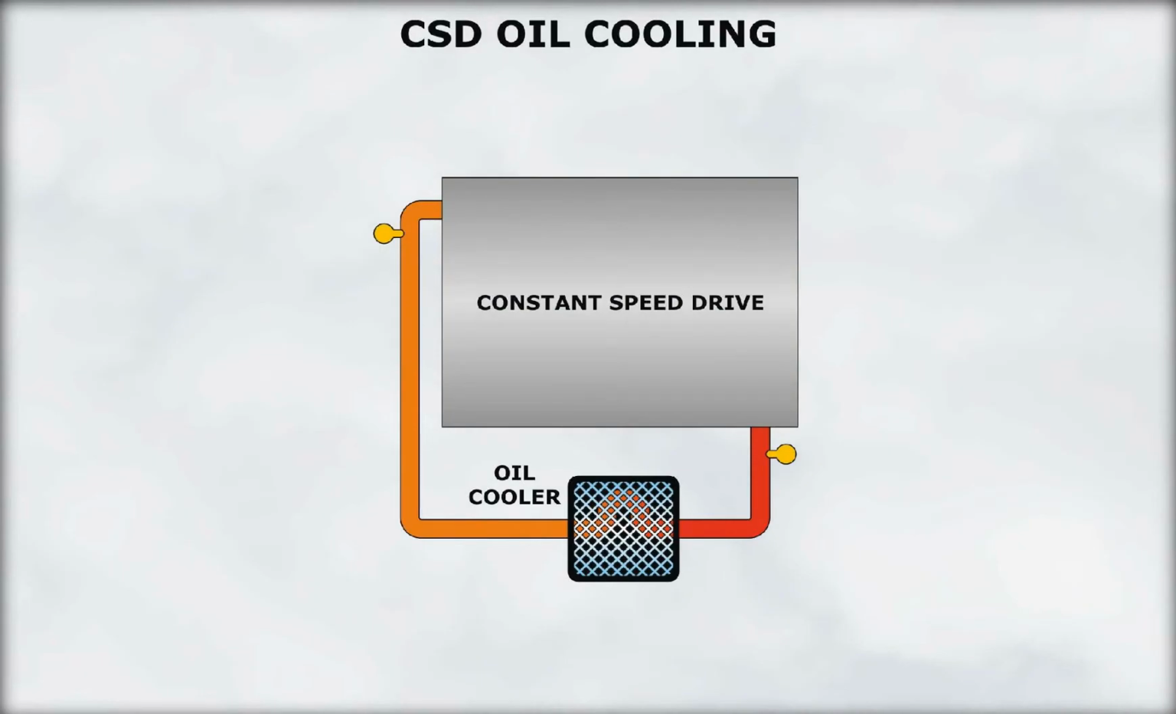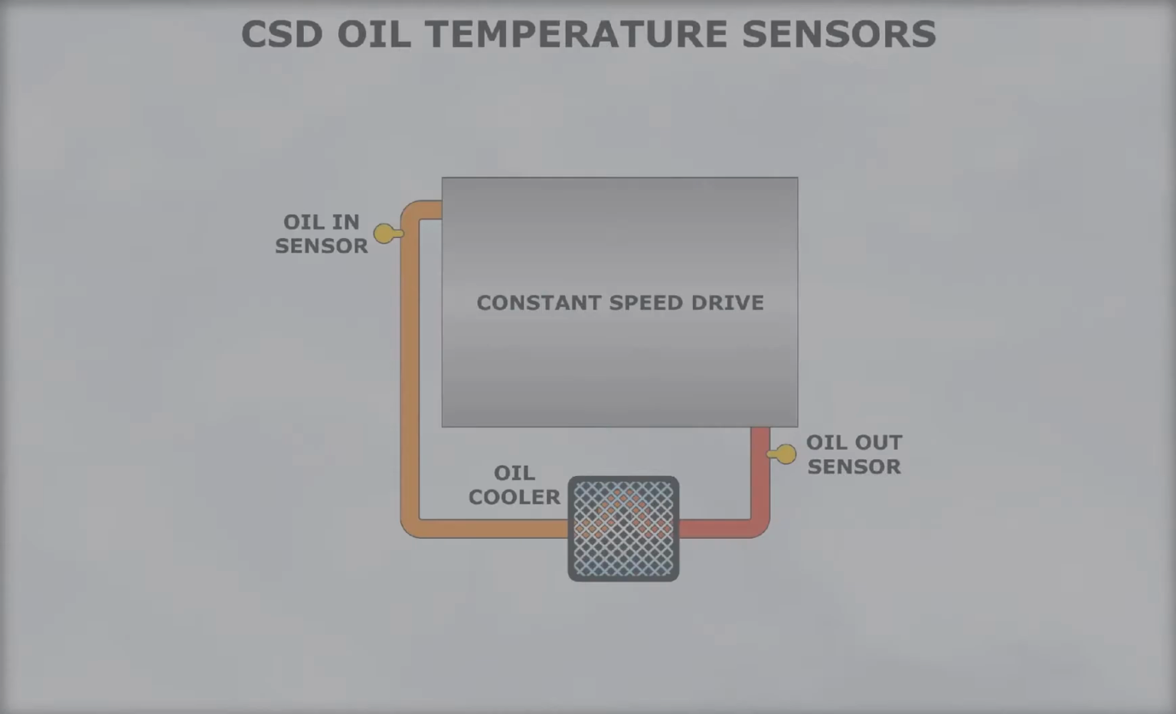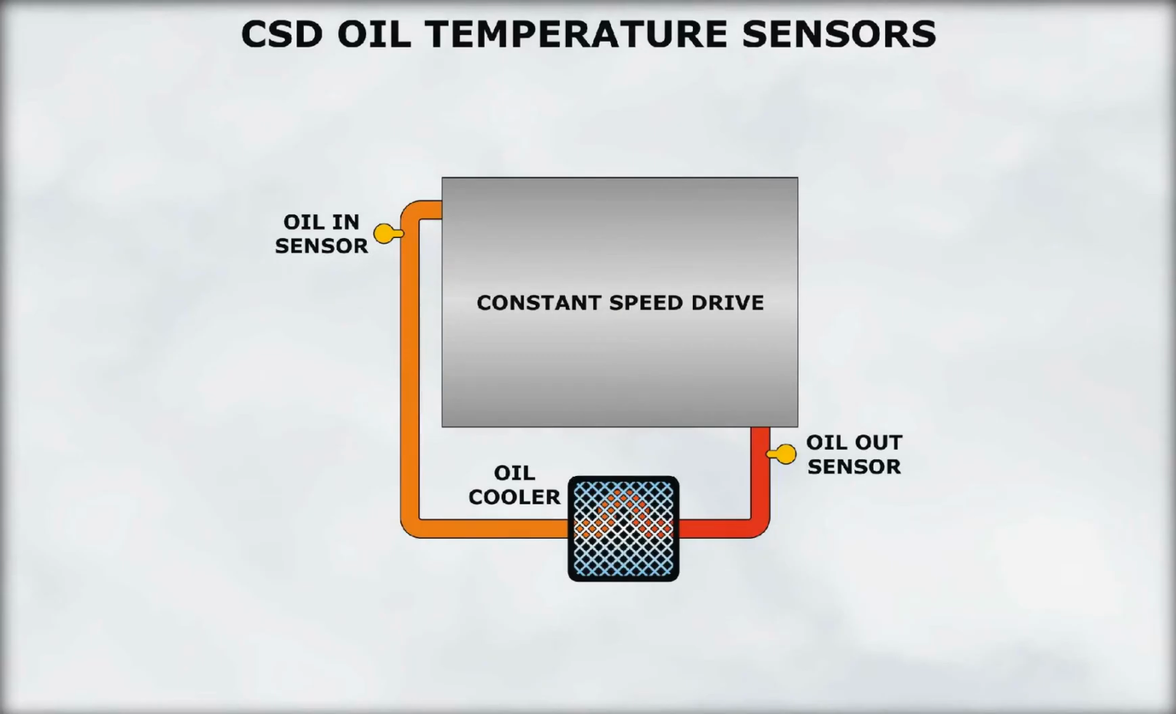Oil is used to cool the CSD. As the oil flows out through an oil cooler, fan air is used to cool the oil before it flows back in. Temperature sensors measure the CSD oil temperature. This temperature is displayed on the associated CSD oil temperature indicator.